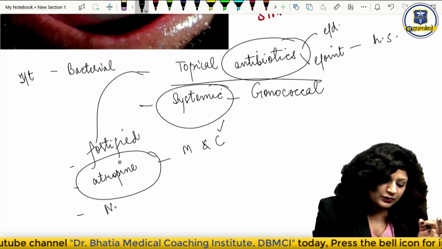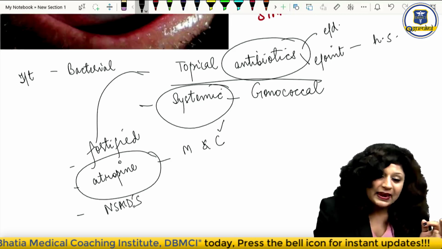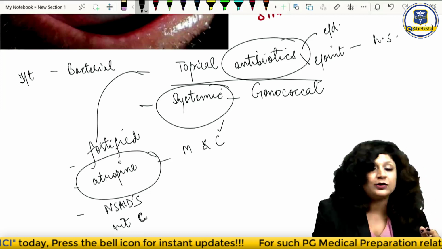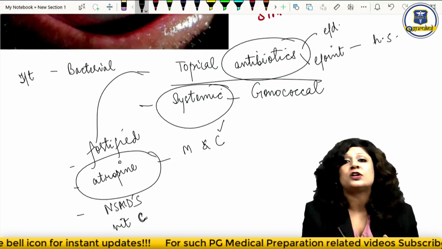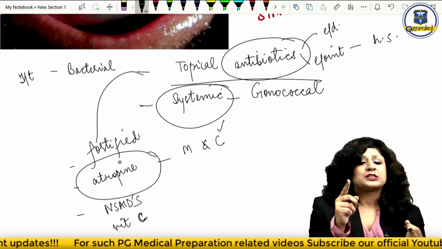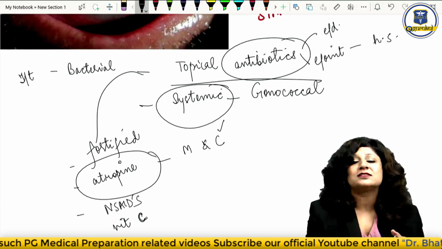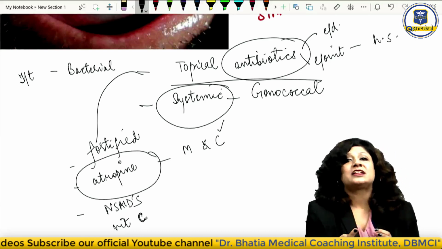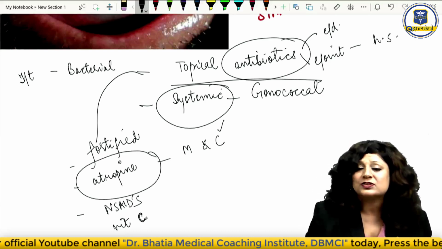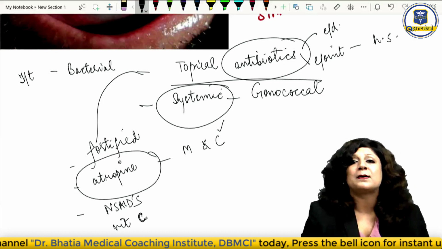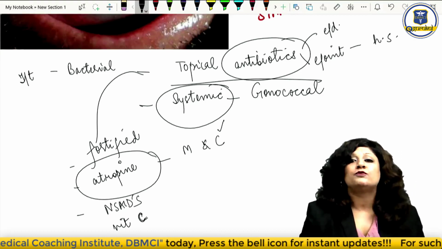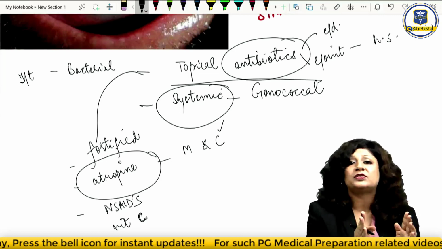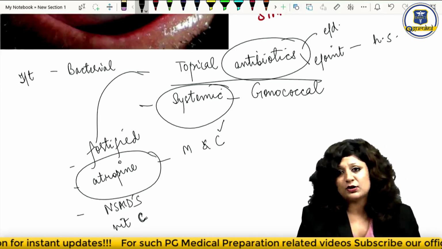I can also introduce NSAIDs for the systemic pain, if any. I can also give vitamin C. Now why vitamin C? In order to improve wound healing, because whenever there is a corneal ulcer, especially a bacterial corneal ulcer, it will go into the deeper layers, affecting the stroma, that is the connective tissue, and vitamin C is one thing that helps in the repairing of this stroma, in wound healing. So vitamin C has to be given for wound healing. This is the important treatment regimen for the bacterial corneal ulcer.